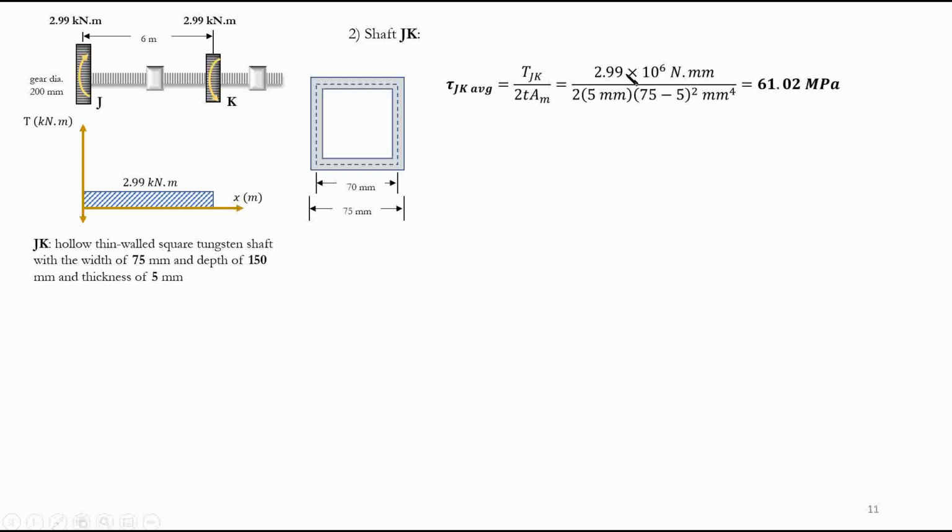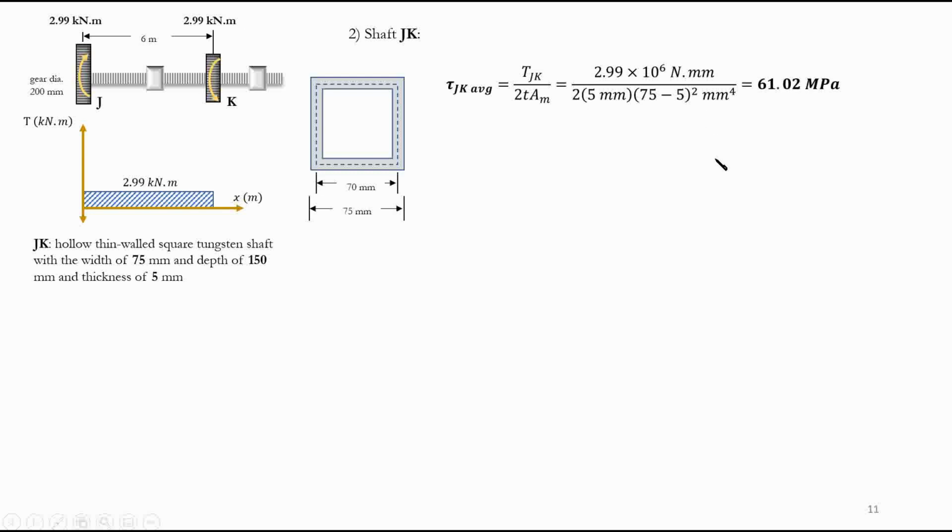So 2.99 times 10 to the power 6. And we know 2 times 5, right? We know the thickness is 5 all over the place. But what is area, right? Area, as we found, it's 70 squared, right? Because it's a square. So 70 squared is the area of this median square, right?